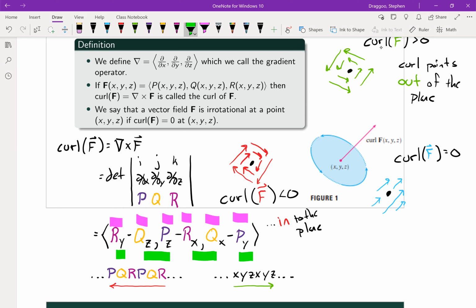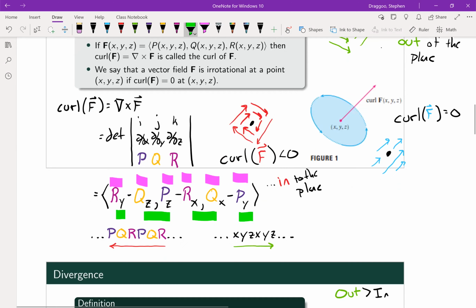Each of P, Q, and R are all functions of x, y, and z. So there could be elements of x, y, and z within P, Q, and R, but as far as the specific elements that we got from the field, P is not in the first position, Q is not in the second position, and R is not in the third position. But all right, let's then talk about the divergence.